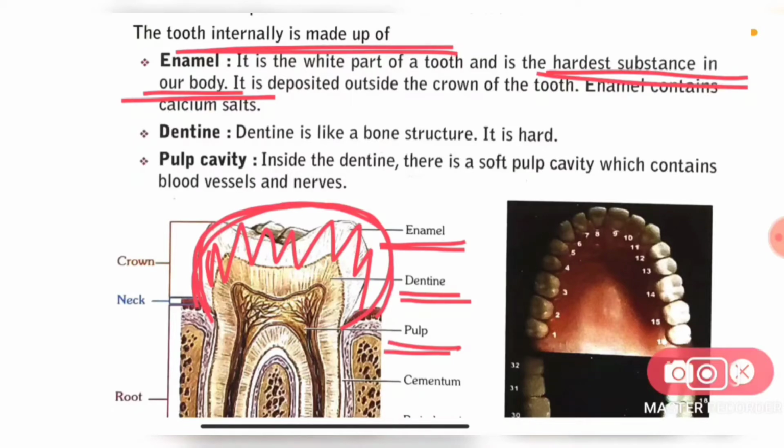It is deposited outside the crown of the tooth, as I have told you that it is the covering of the crown. Enamel contains calcium salt. It is made up of calcium salt দিয়ে কিন্তু এটা তৈরি. So it is the first covering, the whitish part of the tooth and the hardest substance.